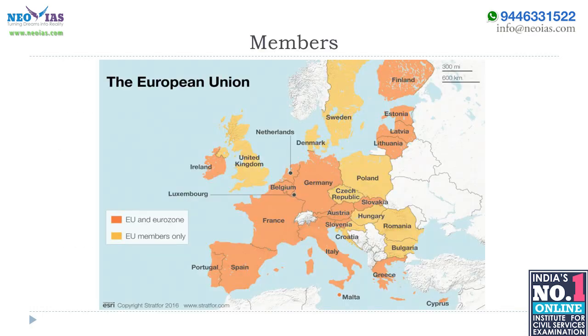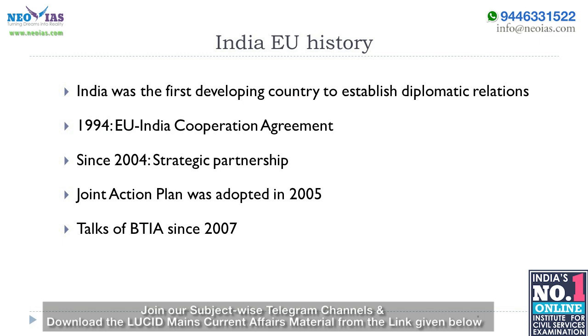Now, about the membership. Like mentioned earlier, it consists of 28 member nations. The membership is open to any European country that has a stable, free market, liberal democracy. No country has so far pulled out of the Union, but the United Kingdom is in the process of exiting the European Union by 2019.